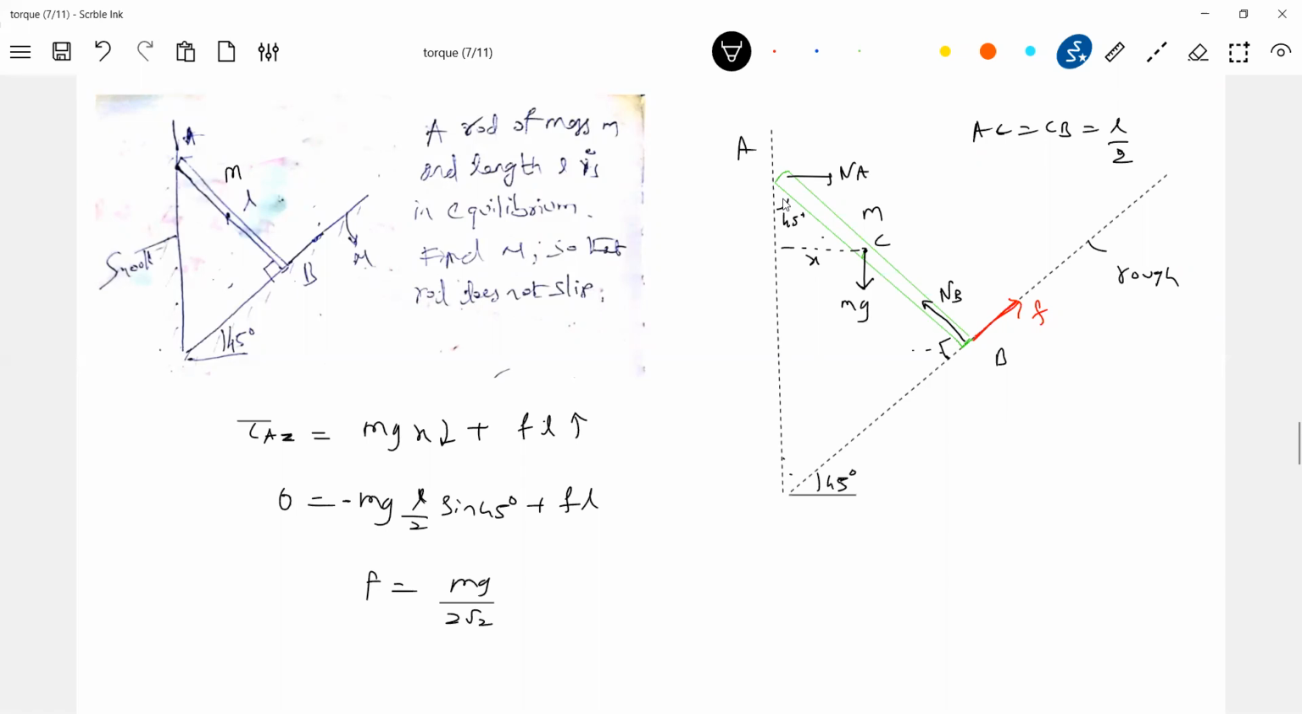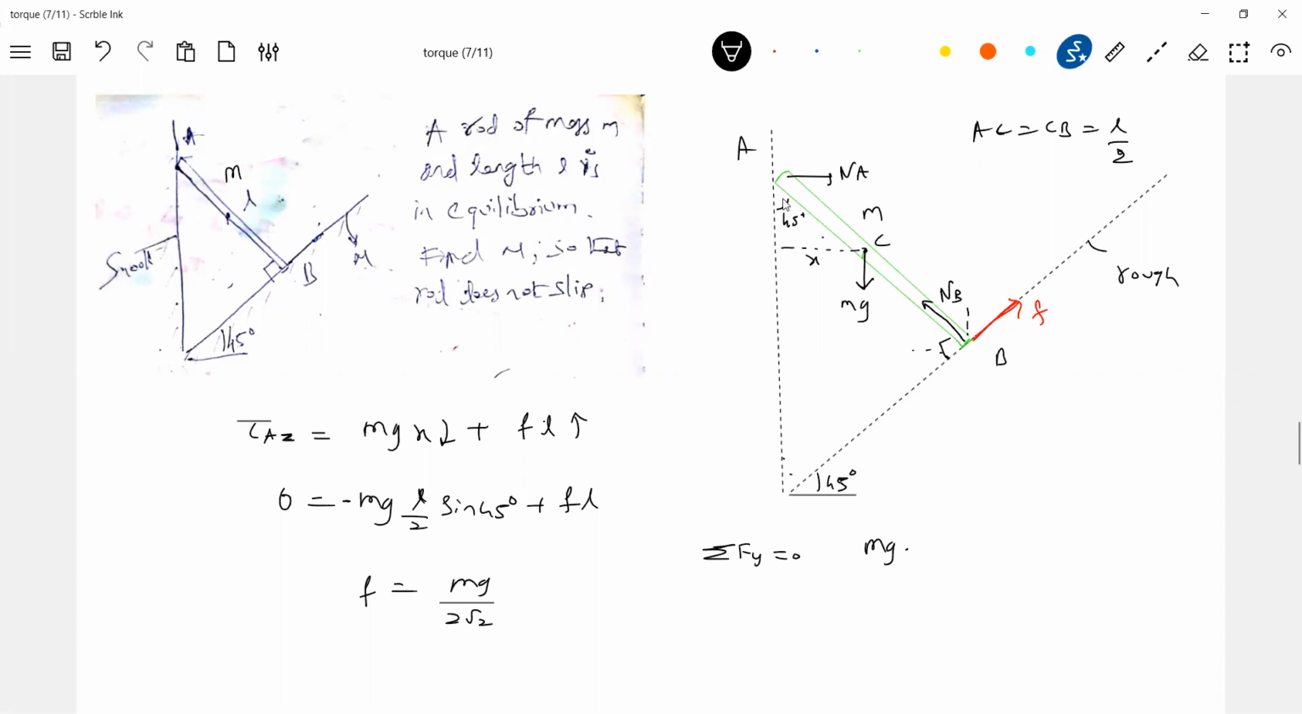Find mu so that the rod does not slip. It's asking to get the mu value. And then we should calculate NB. How to bring NB? I'll equate forces along the y-axis, net force on the system along the y-axis. mg is balanced by mg. This is 90 degrees. So what should be NB now?